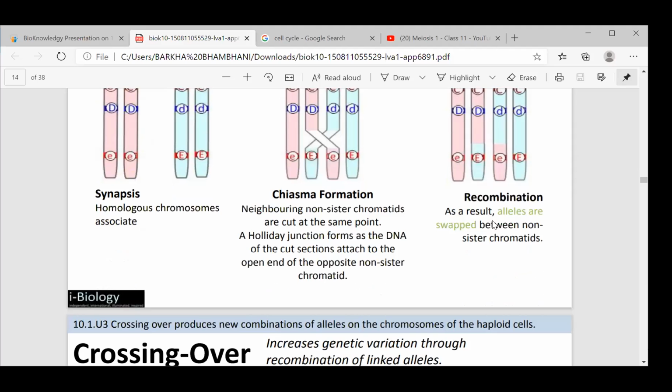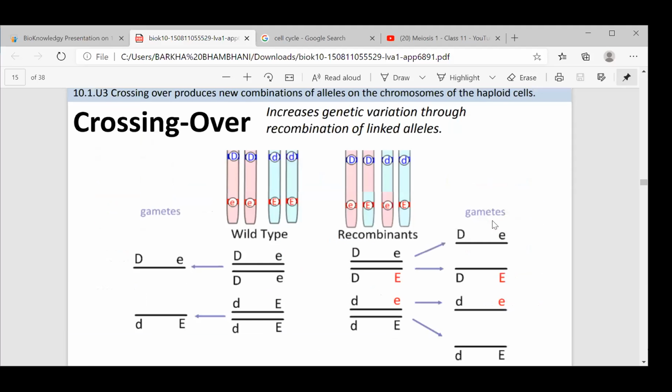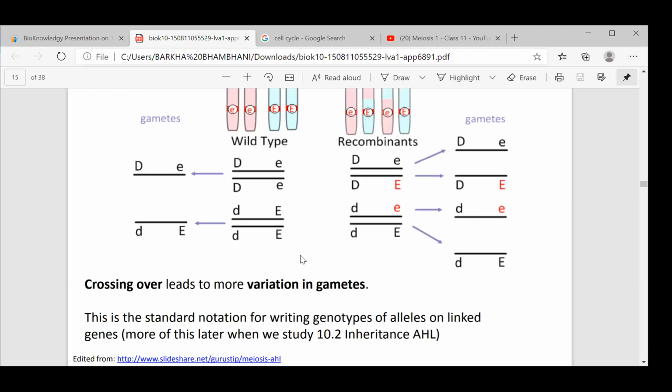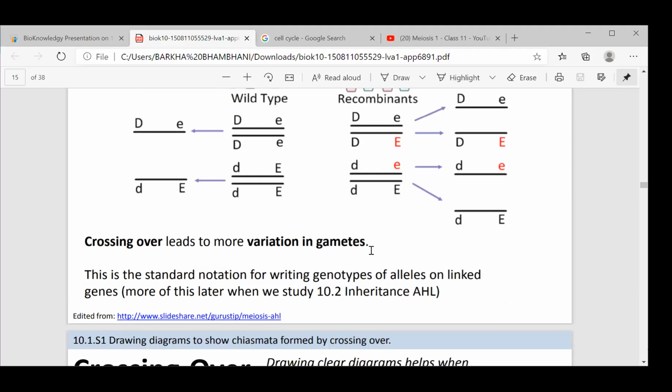So it increases genetic variation through recombination of the linked genes, which we already spoke about. This one has one dominant, one recessive, and because of the recombination, they were changed. That's why each chromatid is different from another one. So crossing over leads to more variation in gametes, and this is a standard.